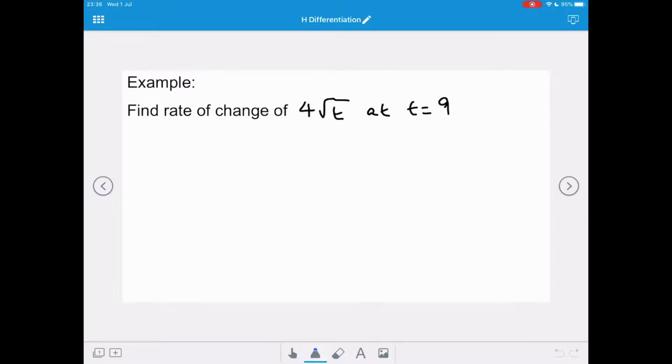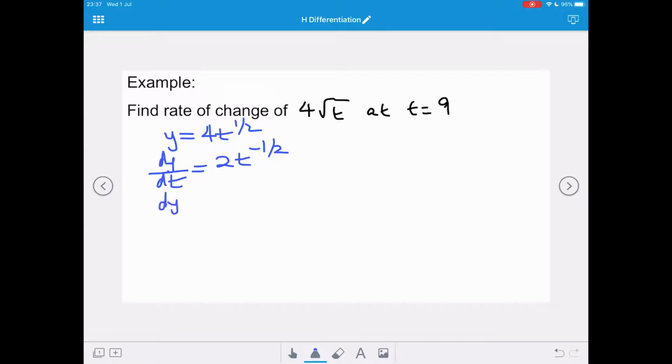Now in this example, we want to find the rate of change of 4 root t at t equals 9. So we need to differentiate because it's asking us to find the rate of change. And then we need to evaluate by substituting in t equals 9. So we need to write this in a differentiable format. So we're going to write it as y equals 4 multiplied by t to the power of a half. Then we can differentiate it with respect to t. So the derivative of y with respect to t equals 4 times a half, which is 2, t to the power of negative a half.